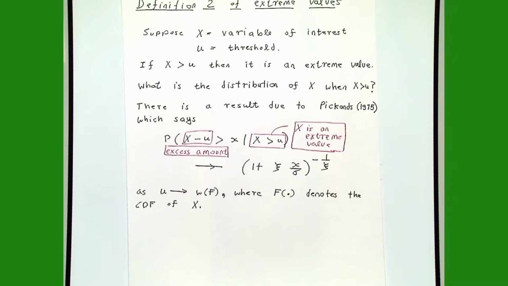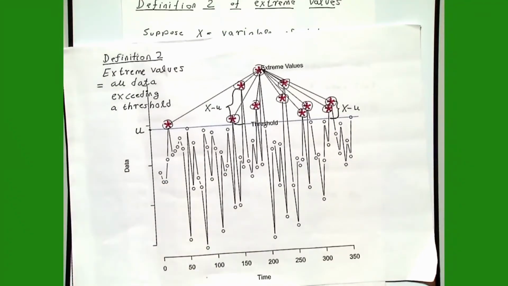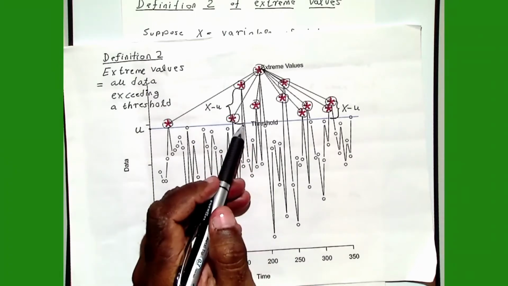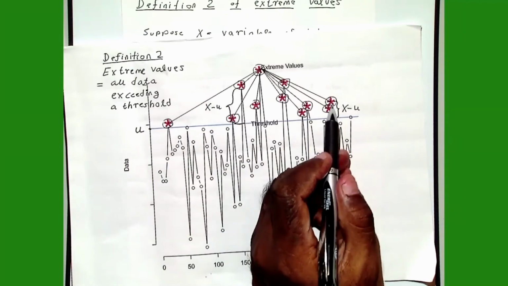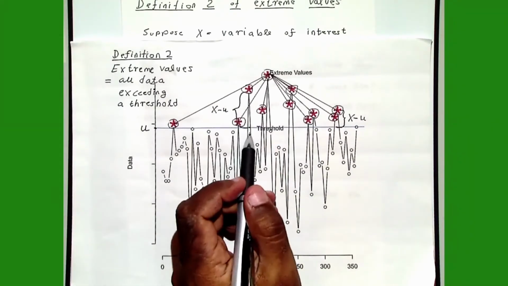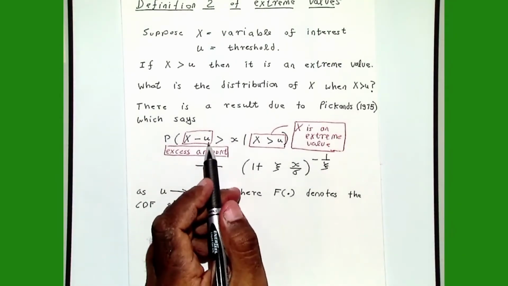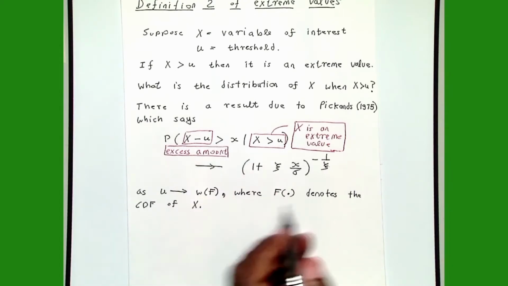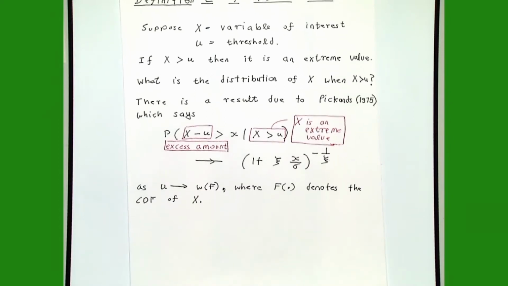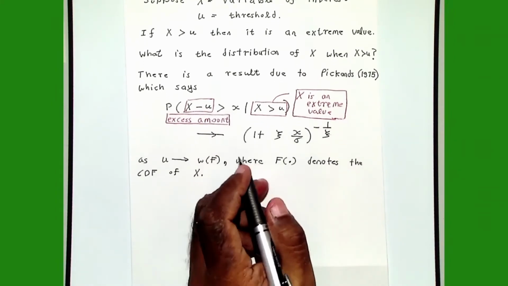Okay. So if you go back to the picture, this is the picture I showed you. Now, X minus U is basically, if you take this data point, the distance from this to this. And if you take this data point, the distance from this to this. So it's the amount by which the data point has exceeded the threshold. And what this result says is that the conditional probability of the excess amount, given that X is an extreme value, approaches this when U approaches the upper endpoint of F. And this result is very useful, as you will see in a minute.